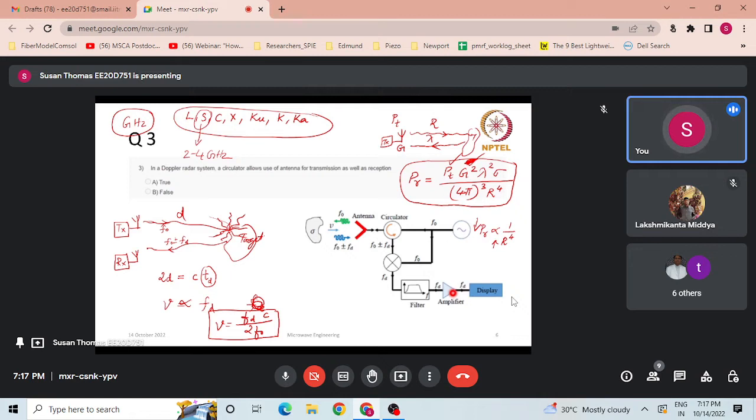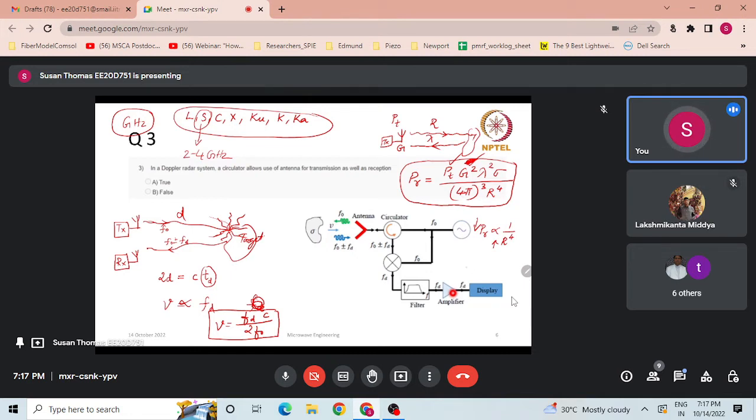Okay, so let us look at the question once now. I think I covered some very basics of radar. In a Doppler radar system, a circulator allows the use of one antenna for transmission as well as reception.